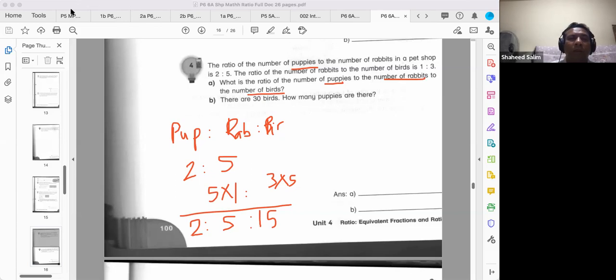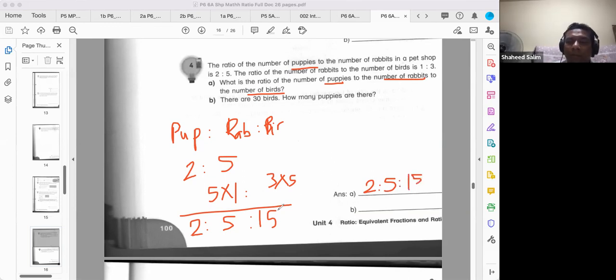Let me just check whether we are correct. 2, 5, 15. 2, 5, 15, correct. So 2, 5, 15. It's very, very simple. If you write it down, if you don't write it down, you'll be like me. I'm trying to do it mentally. It's quite difficult.